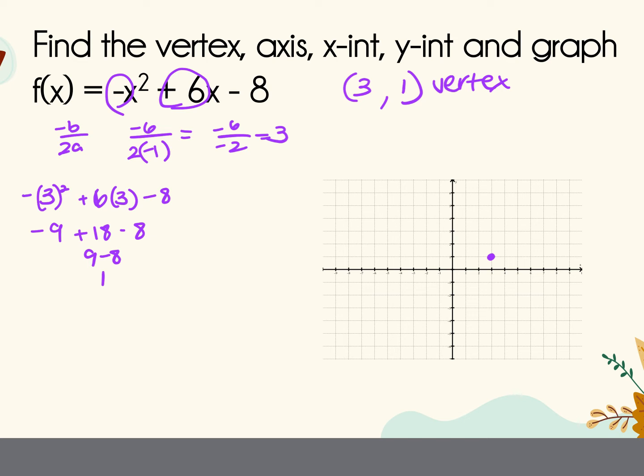Then it says axis. It means axis of symmetry. What's the axis of symmetry? It's x equals 3. Good. X equals the h, or the x coordinate of your vertex. Now I need the x-intercept. So for the x-intercept, I'm going to make y 0.